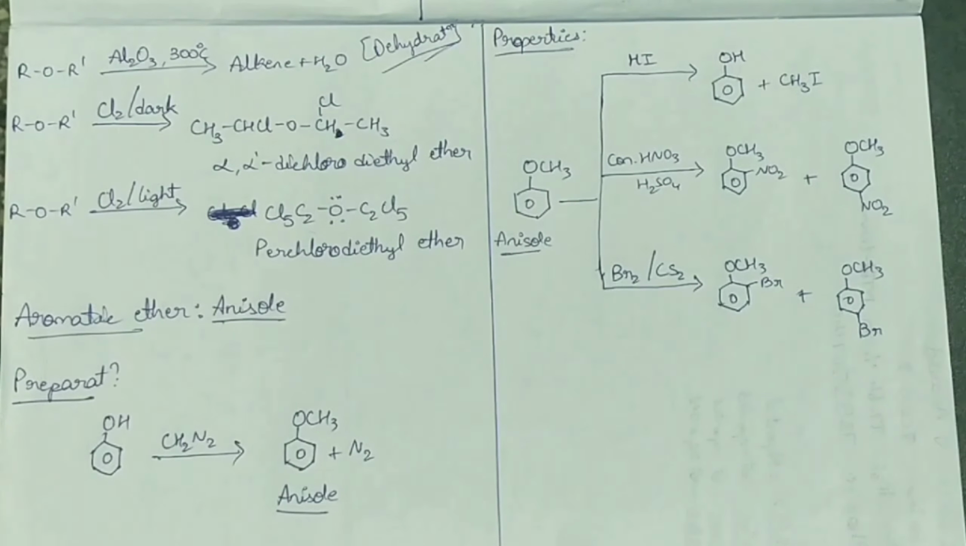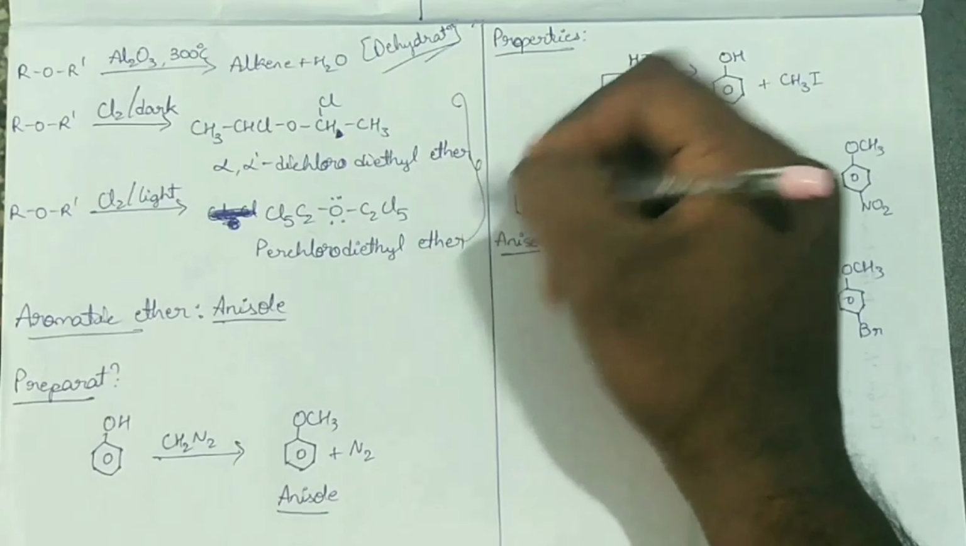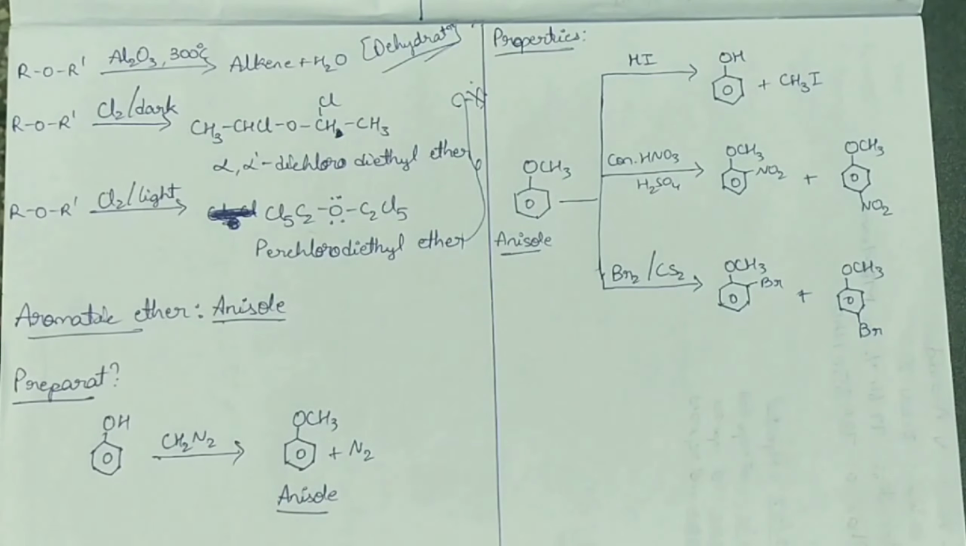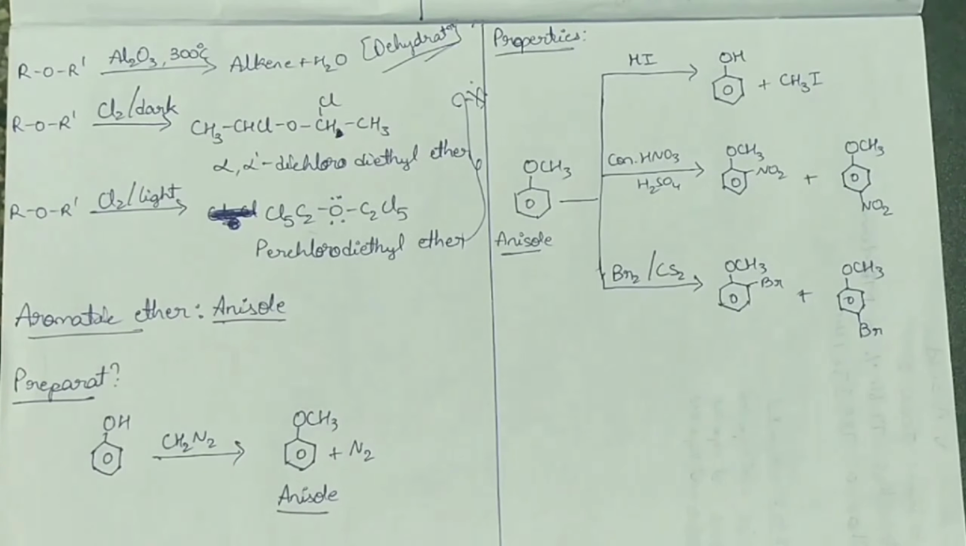Next, ethers reacting with chlorine. These two are also important reactions to remember. Ethers reacting with chlorine in the dark: what happens is that the alpha hydrogens present in the ether get replaced by chlorine. Hence the product formed will be alpha dichloro diethyl ether. In the dark, when an ether is reacted with chlorine, it gives alpha dichloro diethyl ether, in which alpha hydrogens get replaced by chlorine.